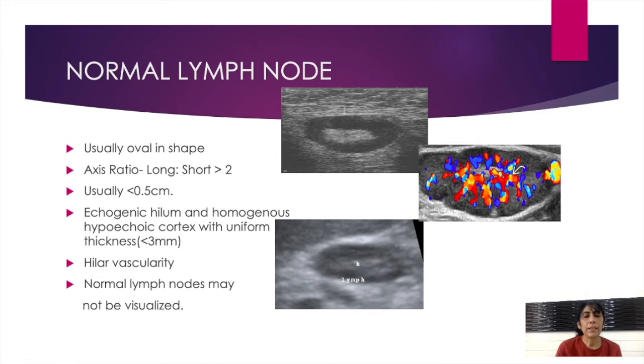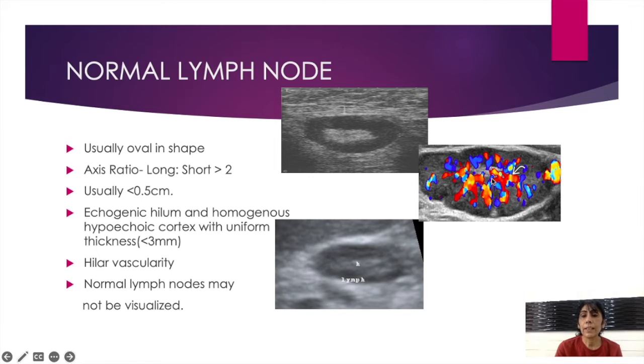Then comes the vascularity part. Vascularity is from the hilum. The word hilum itself tells you that the vessels will be coming from here. So the vascularity or the blood flow will be from the hilum towards the peripheral areas. So the peripheral areas may not show you vascularity. The central hilum area will show you vascularity, just like the kidney sinus.